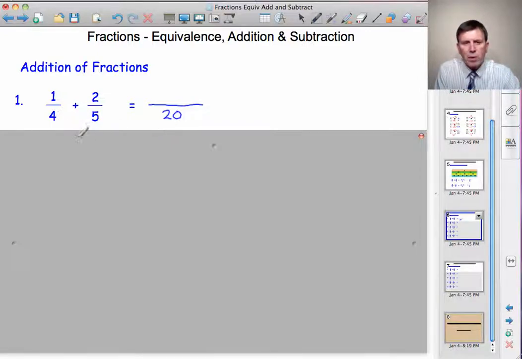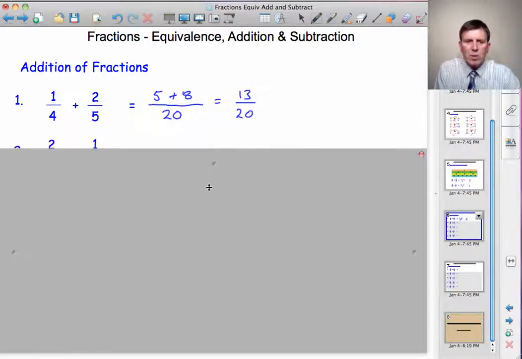Now, what have I multiplied the 4 by to get 20? I've multiplied it by 5. Do the same to the top. 1 times 5 is 5. Plus, because we add in the fractions. What have I multiplied the 5 by to get 20? I've multiplied by 4. So times the top by 4. 2 4s are 8. And now we can work out what's on the top. 5 add 8 is 13. So the answer is 13/20.